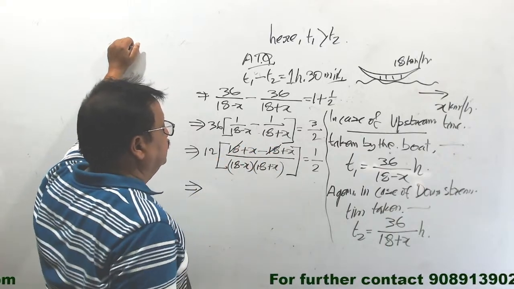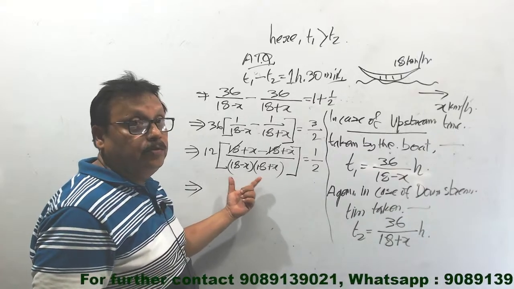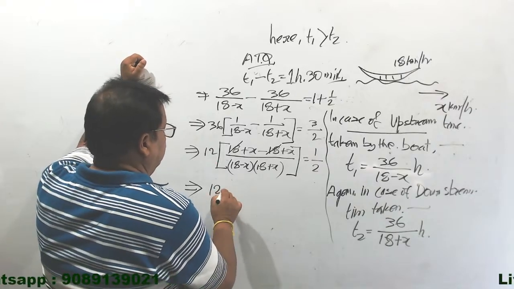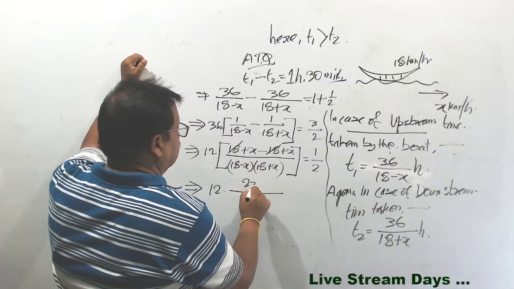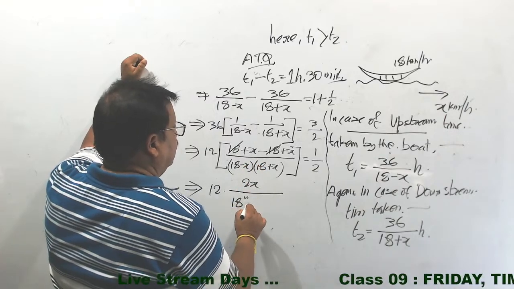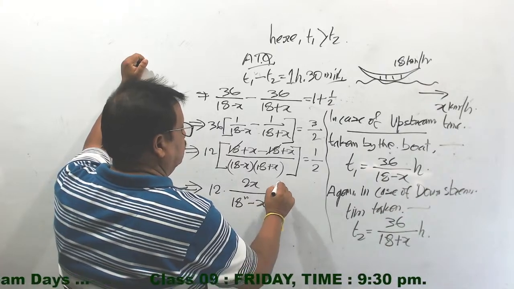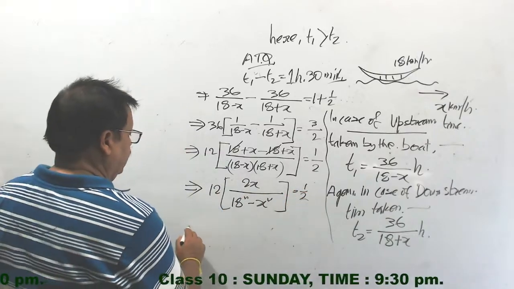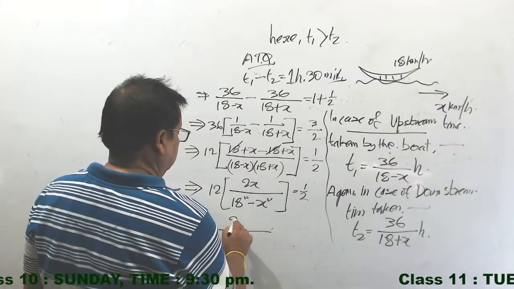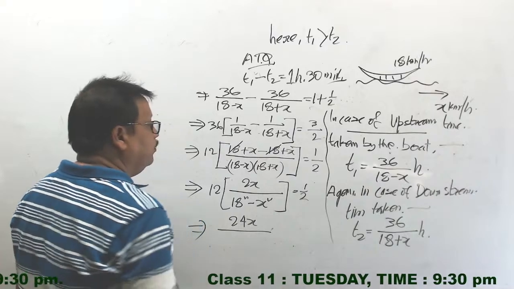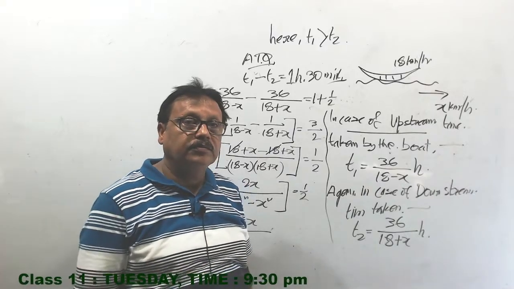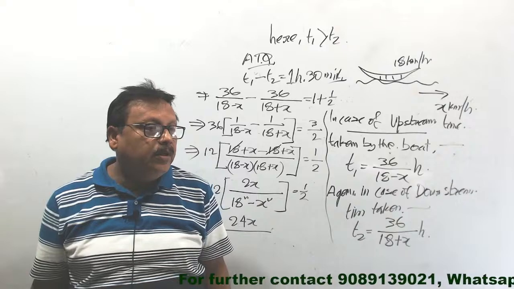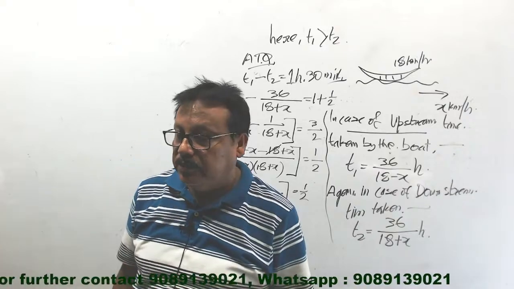18 cancelled. You have to do the calculation carefully. Okay. See, that is 12 into 2x. Here 18 square minus x square. Right? Is equal to half. Understood? This implies 24x. 18 square means, what is 18 square? Tell me. Anyone here in front? Tell me what is 18 square?